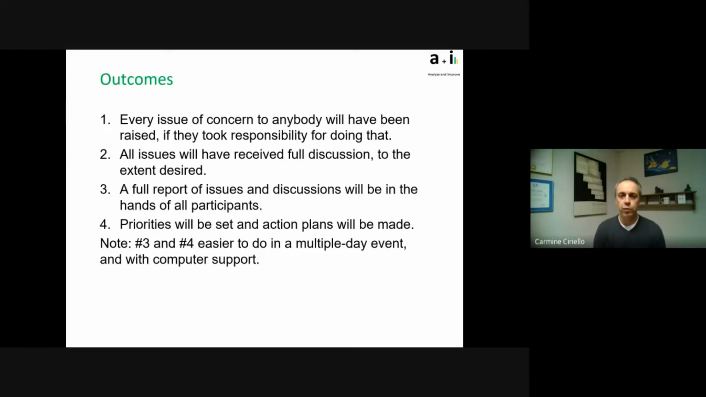There will also be a full report of issues and discussions that get handed back to the participants at the end of the workshop. And priorities will be set as well as action plans made. Now keep in mind, the third and fourth point are much easier to do if you have a multi-day event, for example, 2 to 3 days. But if all you have is 1 day, then traditionally you'll only be able to get through the first 2 points on the slide.